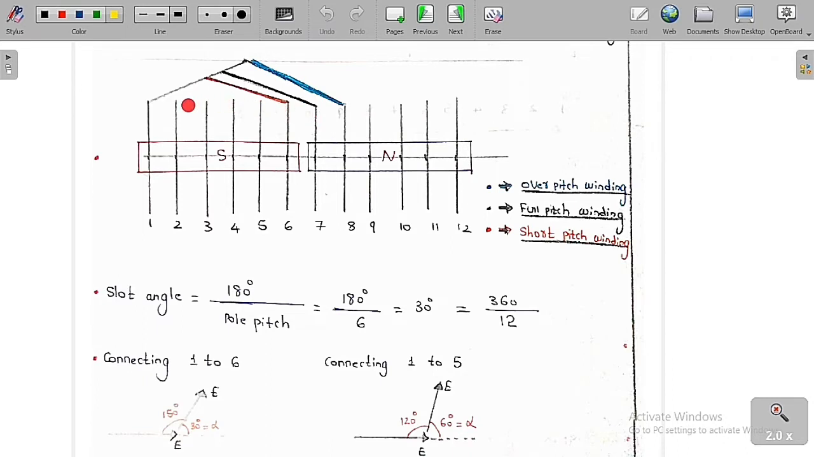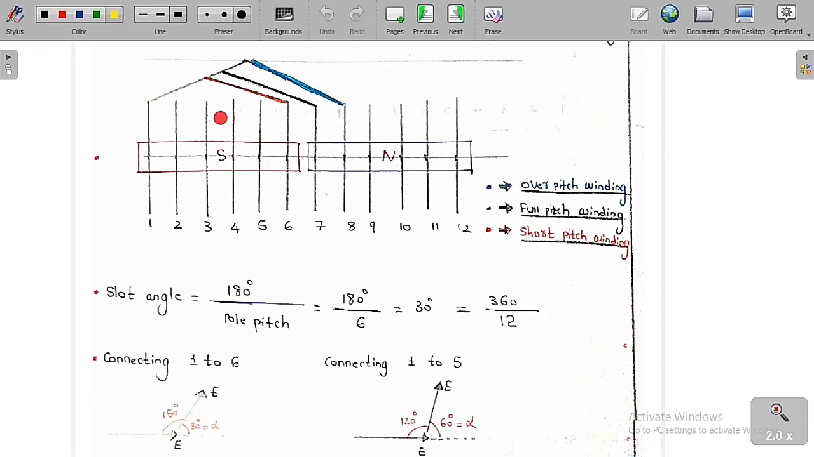Suppose you go for the connection of the conductor in slot 1 to the conductor in slot 6, then what is the coil span? 6 minus 1 is equal to 5, which is lesser than the pole pitch. So it is called the short pitch winding. Suppose I connect the conductor in slot 1 to the conductor in slot 8, then the coil span is 8 minus 1 is equal to 7, which is greater than the pole pitch. So it is called the over pitch winding. So this is the full pitch winding, this is the short pitch winding, and this is the over pitch winding.